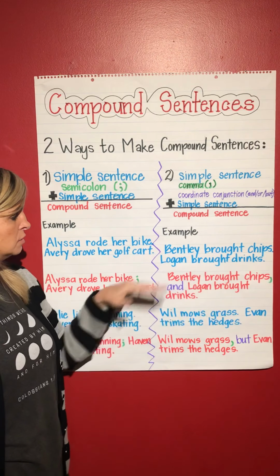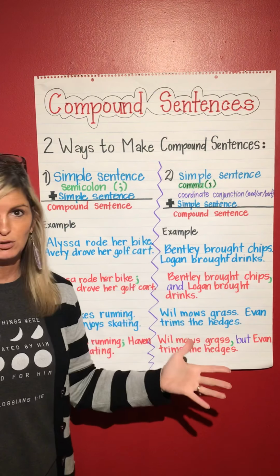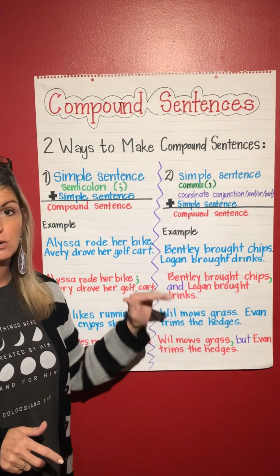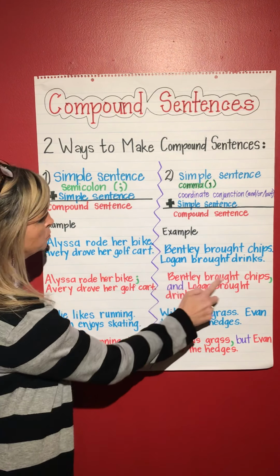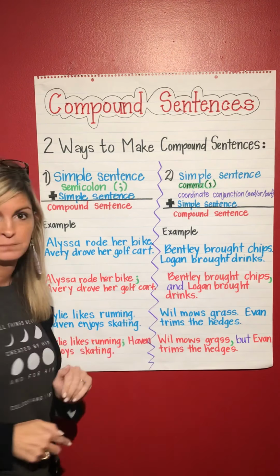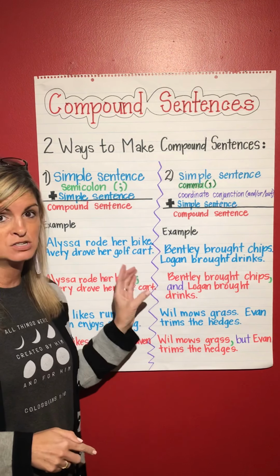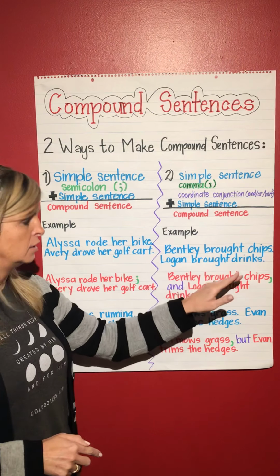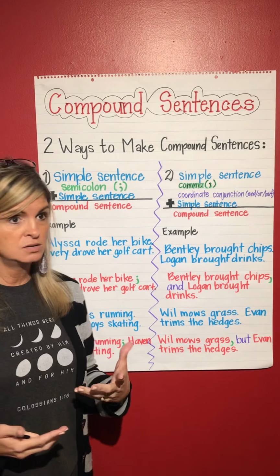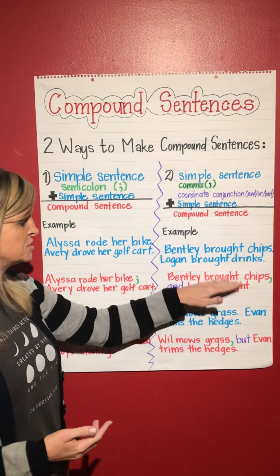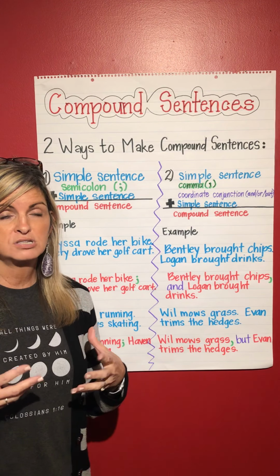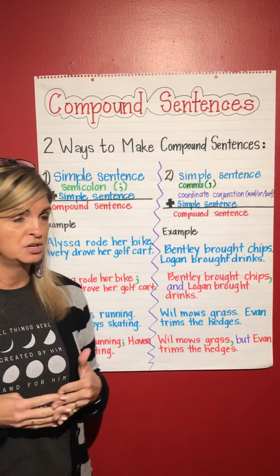All right, so I have two simple sentences here. Bentley brought chips. Logan brought drinks. So we're assuming we're having a little party. One of the ways that I can join these sentences with a comma and a coordinating conjunction is by saying Bentley brought chips, and Logan brought drinks. If we were to classify this sentence, we would have a subject noun and a verb and a different subject noun and a verb. They are both the same verb, but they are talking about bringing two different things.